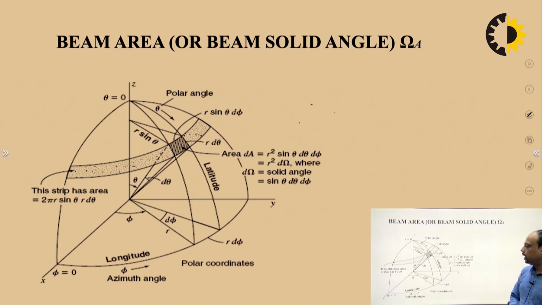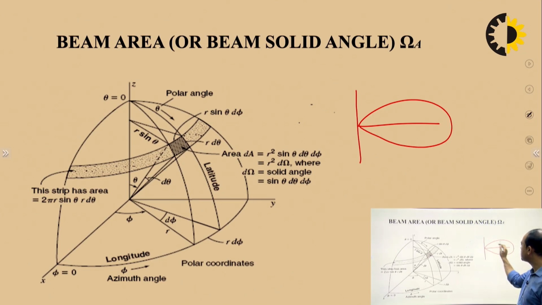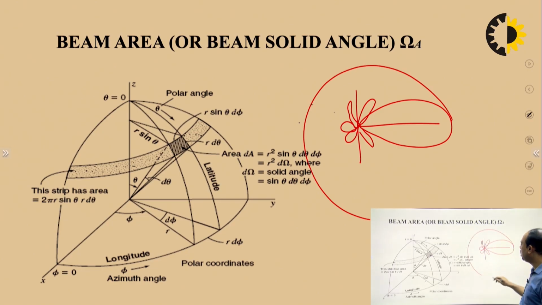This is the beam area. The amount of area that is covered by the main beam, the certain radiation, is known as the main beam area. So if there is an antenna having radiation, then this area is covered by the main beam, and a small area is also covered by the minor beam. This total area is known as the main beam area, in comparison with the sphere of the same radius where the radiation is going on.